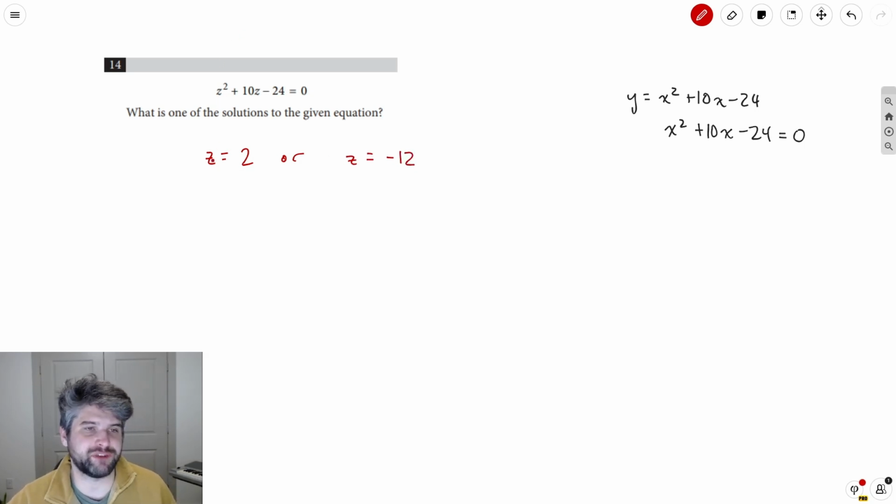Either one of these is fine. You could put 2 or negative 12. Don't try to put both, but choose one of them because it asks for one of the solutions. All right, so that's how to do it pretty easily using the graphing calculator. I do want to give you an alternative algebraic solution using factoring if you're interested in that.